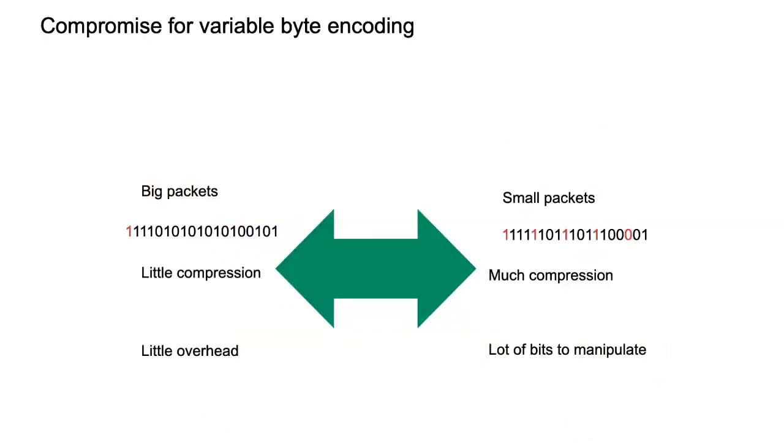You can also vary the parameter of the encoding, which is the size of the packets. If you have enormous packets, you might not get that much compression, but it's also easy to decode. If you have very small packets, that might compress a bit more, but there are a lot of bits to manipulate because you have more packets to reassemble back into the binary representations.